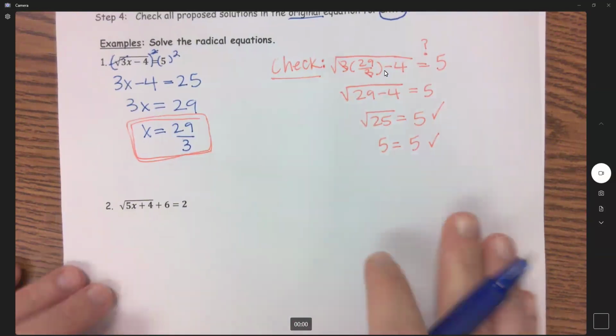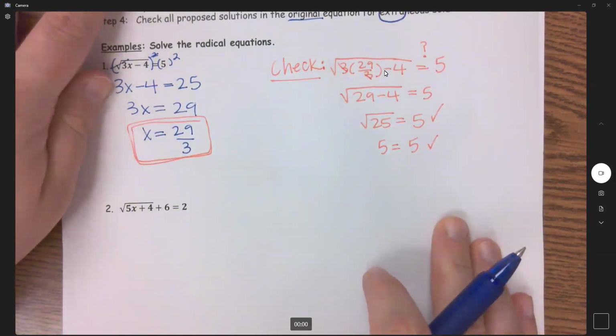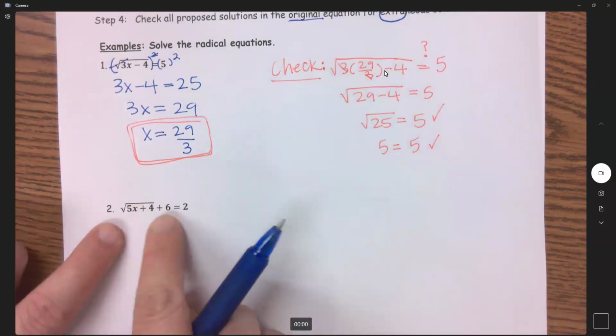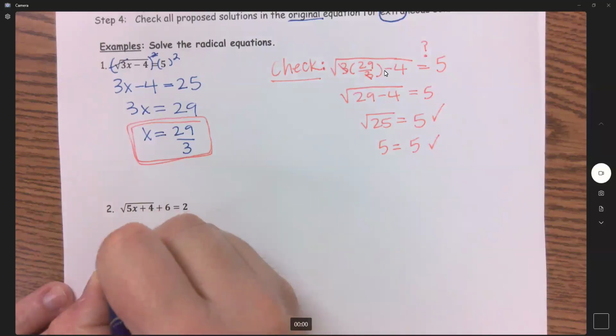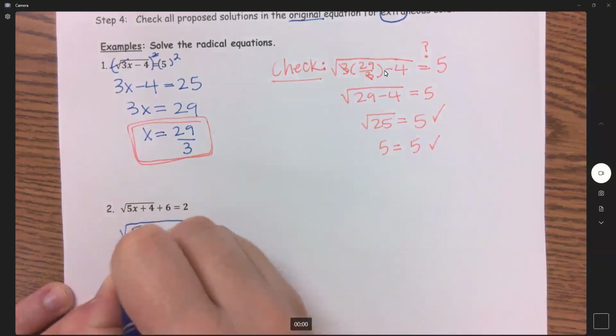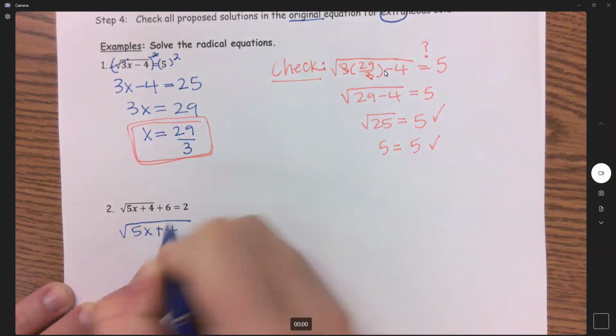Okay, so number 2, we need to isolate first. So we have a square root plus 6. I need to move this 6 over. So I'm going to subtract it over to get the square root of 5x plus 4.